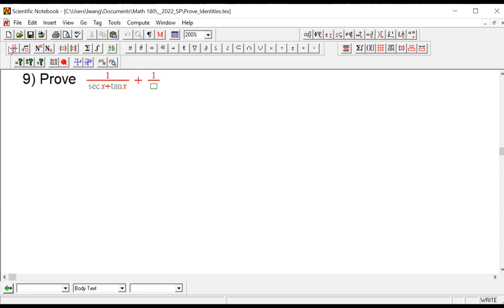Okay, 1 over secant x minus tangent x, and that equals 2 times secant x. Interesting. How could that be? First, I usually make sure I copy the question correctly. Is it possible that I put down the wrong question? Yes, that is possible. If you suspect that, please let me know, okay?